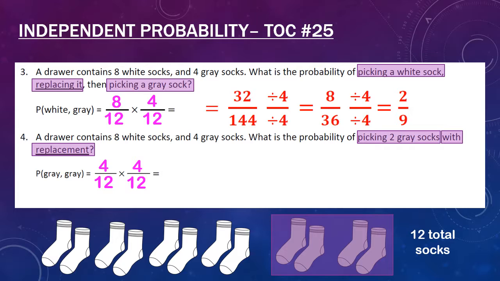And this time, before I multiply, I'm going to simplify. 4/12, I can divide both of those by 4 and I end up with 1/3. Same thing on the second example, I can divide both of them by 4 and I get 1/3 again. Then I'm multiplying 1/3 times 1/3 and I end up with 1/9. That was much easier than trying to simplify multiple times like I had to do in the first example.